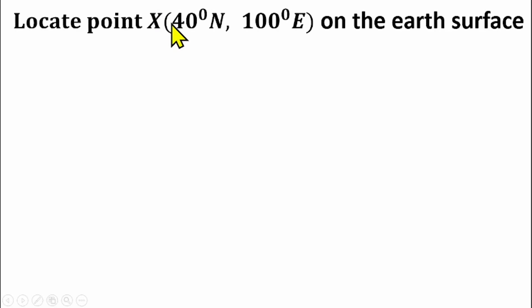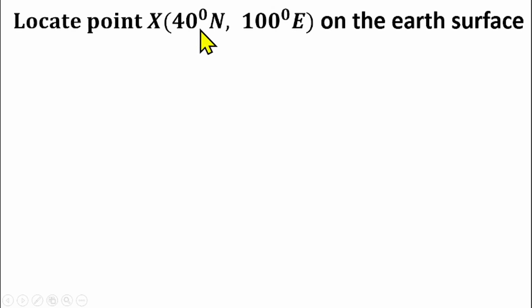Imagine now you are to locate this point X on the Earth's surface, and this point X has a geographical location represented in a coordinate form. This point X could mean anything, a country, a state, anything that you can think of on the Earth's surface. But this point X is located at 40 degrees north, 100 degrees east. I want you to tell me, out of these two angles, which one represents latitude, which one represents longitude? Because one of them represents latitude, one of them represents longitude. So I want you to answer the question by yourself.